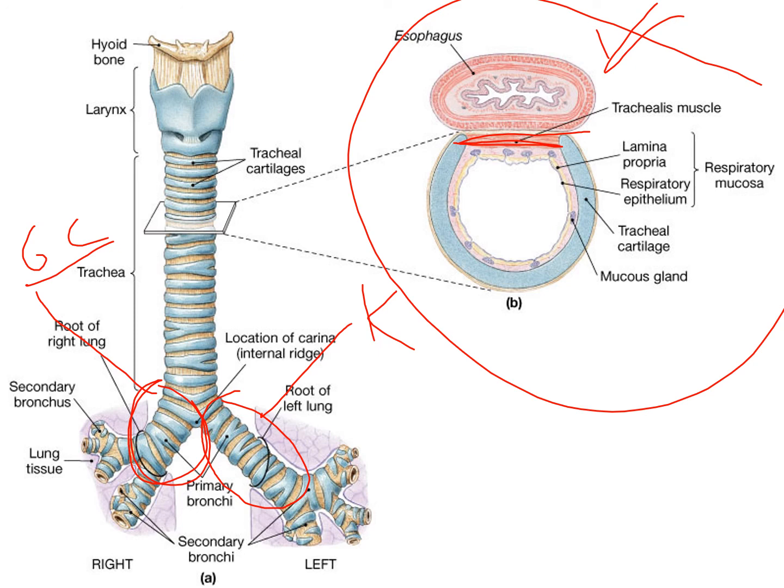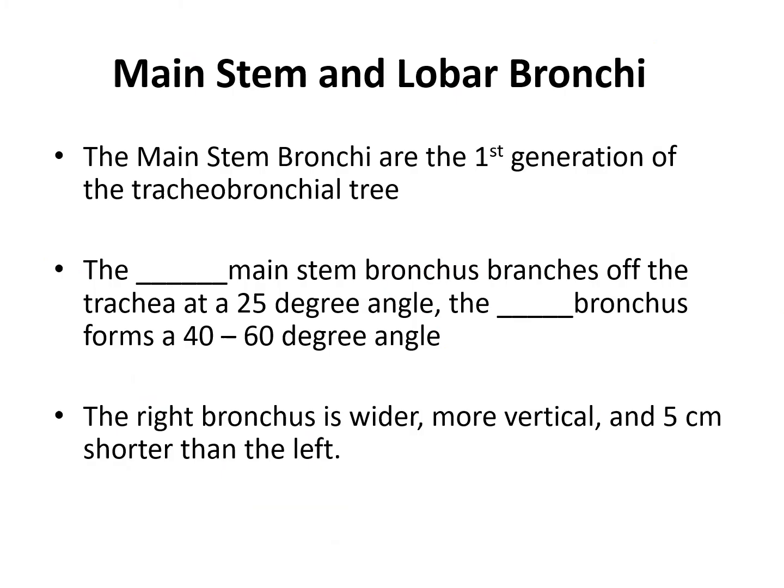Different angles, one's at 25, the other one's at 40 to 60, so I like this slide overall because it gives you good views of both the trachealis muscle and the relationship between the trachea and the esophagus, as well as the right and left main stems and some characteristics of them. So the main stem bronchi are the first generation of the tracheobronchial tree. I know there's 28 of them, so put your seatbelts on and get ready for a trip here.